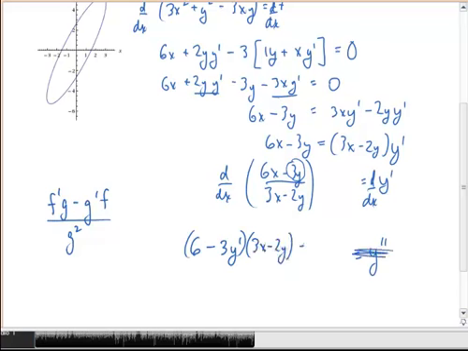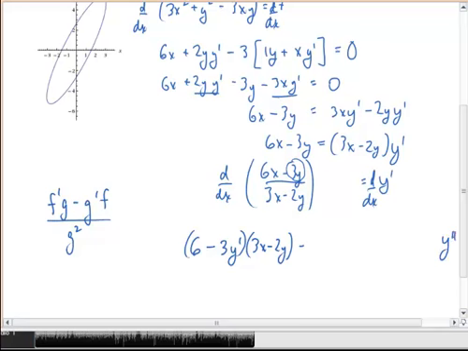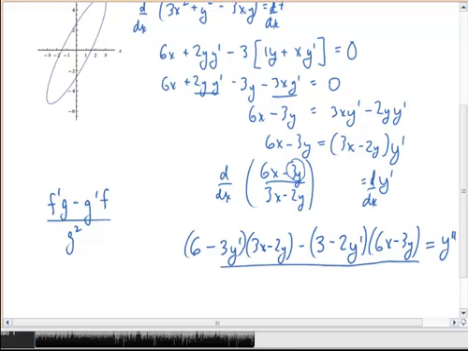I need to make some room here, so forgive me. I've got to take the derivative of the denominator, which is going to be 3 minus 2y prime, being multiplied by the numerator, 6x minus 3y. That's all going to be over the denominator squared.